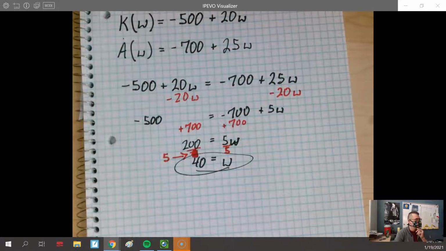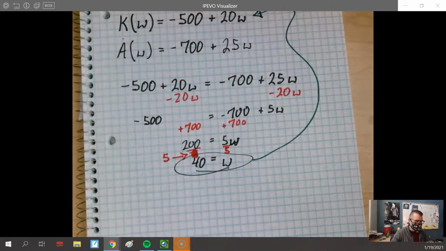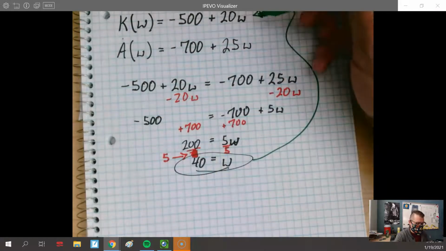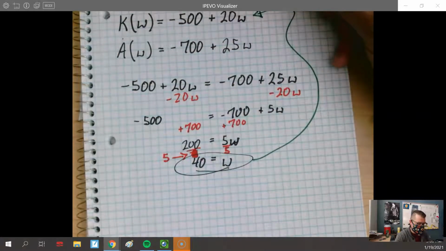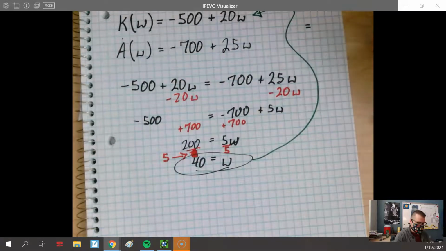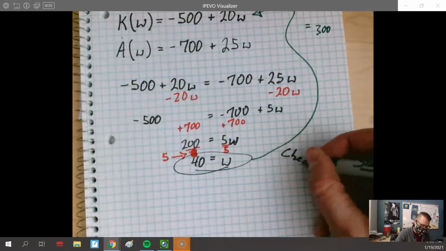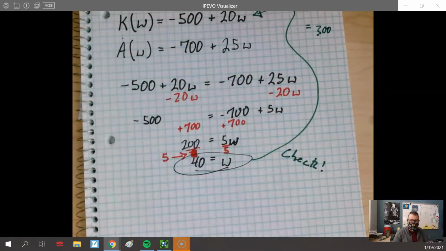Wait, they've made the same amount of profit. So if we plug the w back in, what's 20 times 40? 800. So this would be $300. And then this would be, so this is how we check. Right? Let's check. Did they actually make the same amount of money?